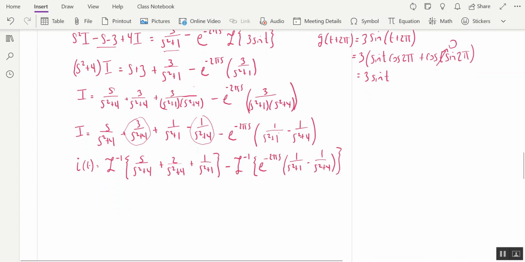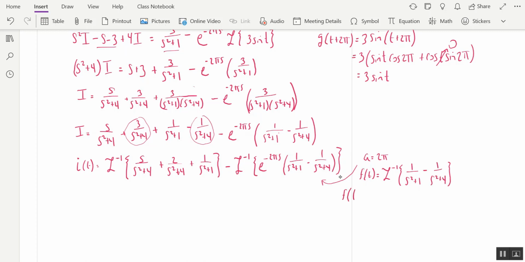Okay, so now formula 17. Let's work on this guy before we write down the next line. We've got a equal to 2 pi, and f of t is L inverse of both those fractions, 1 over s squared plus 1 minus 1 over s squared plus 4. So f of t is equal to sine t, and then this next piece is minus 1/2 sine of 2t.